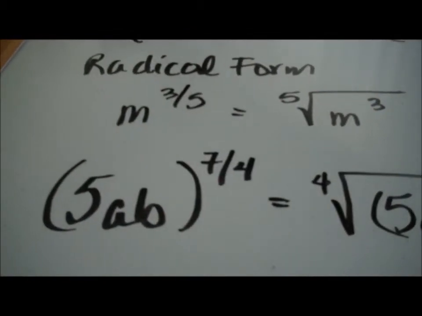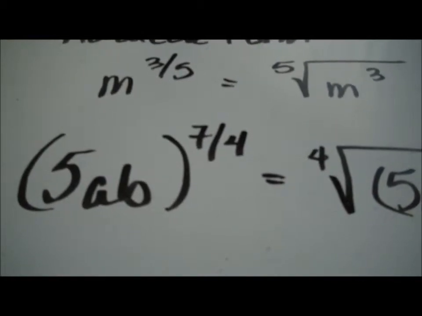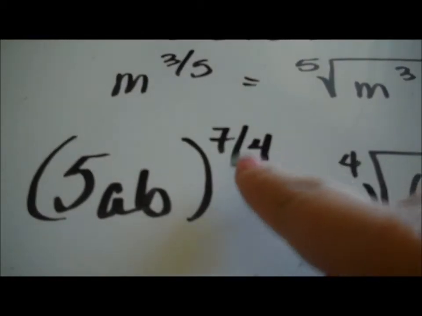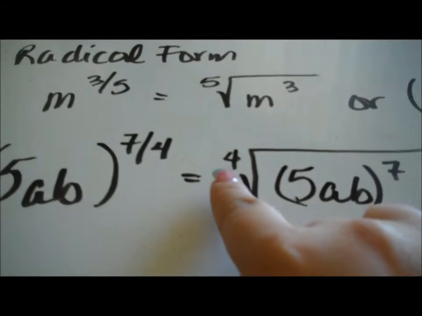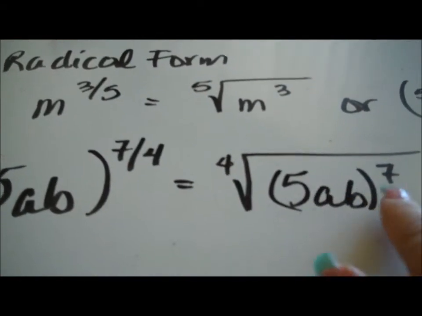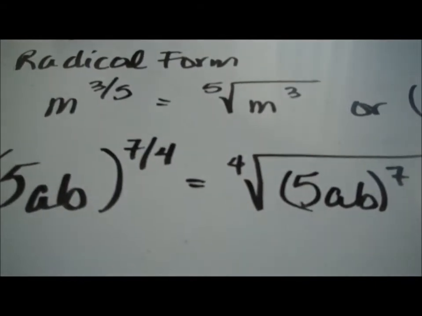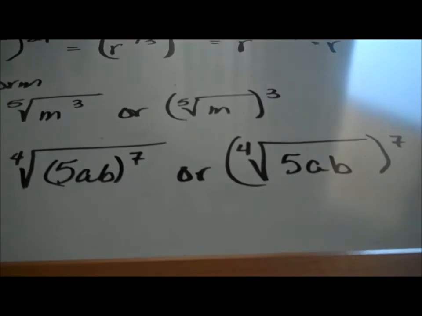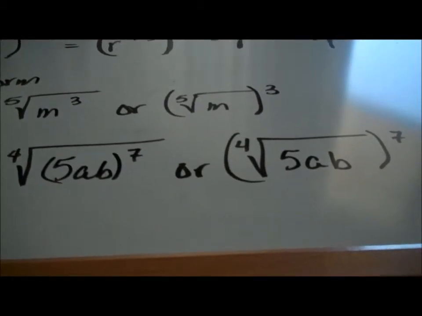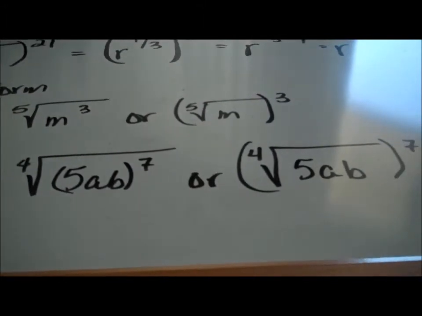Okay, so another example here where I have the quantity 5AB raised to the 7/4 power. So that means the 7 is going to stay with this quantity right here, and the 4 is going to be the index. So we see right here the 4 is the index, and the 7 is going to stay with the quantity 5AB. As we mentioned before, that can also be written like this, but I would just go ahead and stick with this one, probably the easiest one to do.